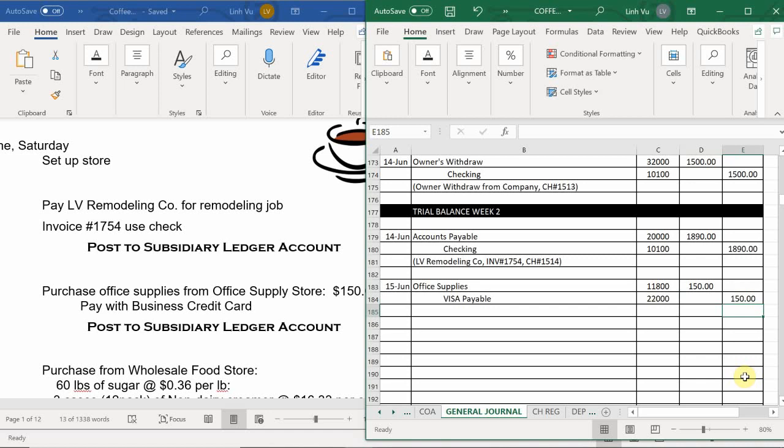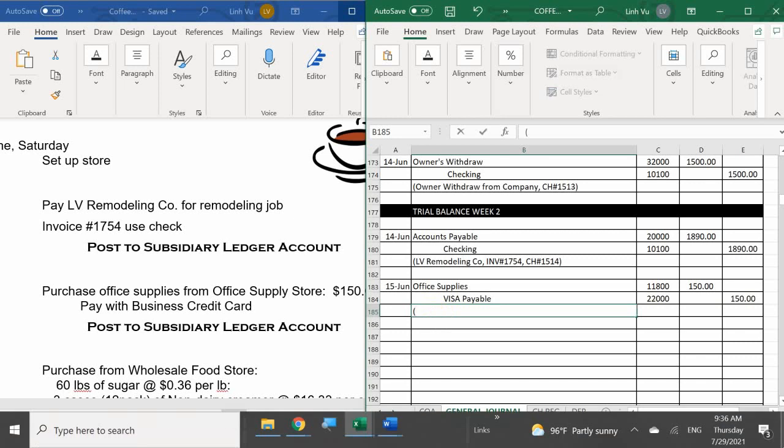Anything in the notes or description? Probably just where you purchased them from, which is the office supply store. Okay. I have a question. I see that there's another office supplies expense under operating expenses. So how would you know which one to use?